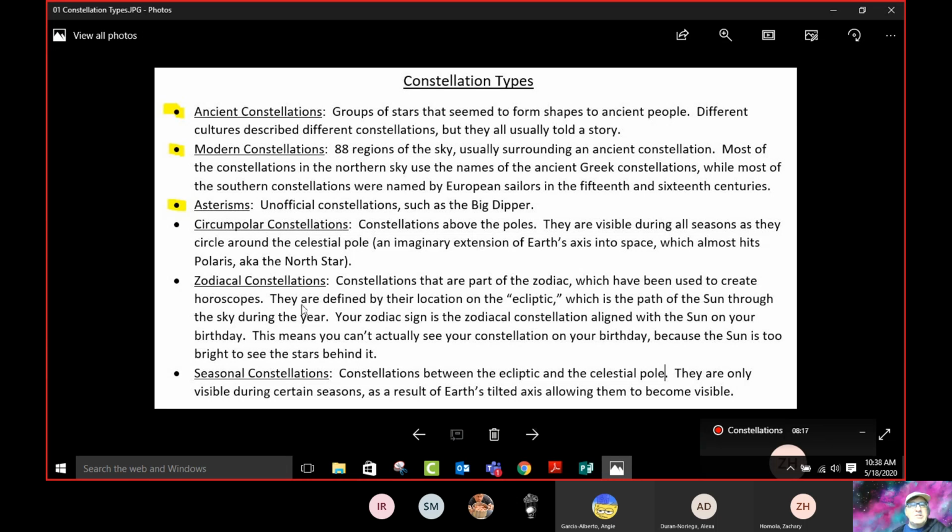So these are the notes we're going to take. Right now, we just want to do these first 3 bullets, and you can paraphrase these as needed. So the ancient constellations were these groups of stars that seemed to form shapes in the sky.